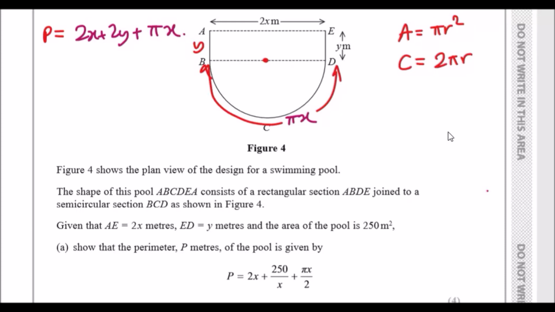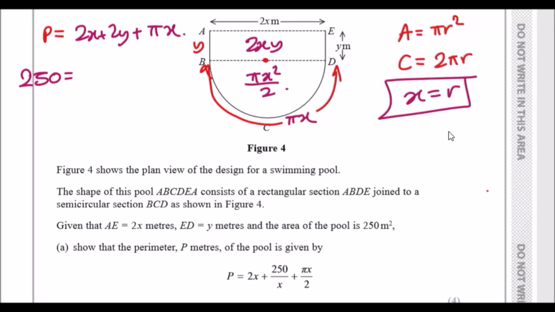Before that, let's look at the area now. We know that the area equals 250, so we can right off the bat say 250 equals something. The area of both of these together: the rectangle bit is just base times height, so it'll be 2x times y, so 2xy, easy. Now, this was a semicircle, and we established that the area of a circle is pi r squared, so half a circle would be pi x squared over 2. Remember, x is the radius. Now we just add these two together. So the area, which is 250, must equal 2xy plus pi x squared over 2.